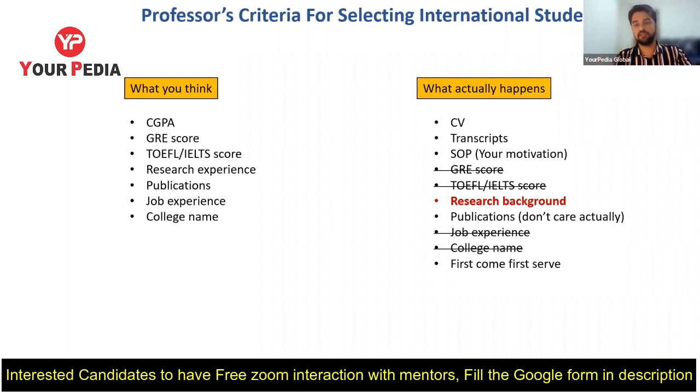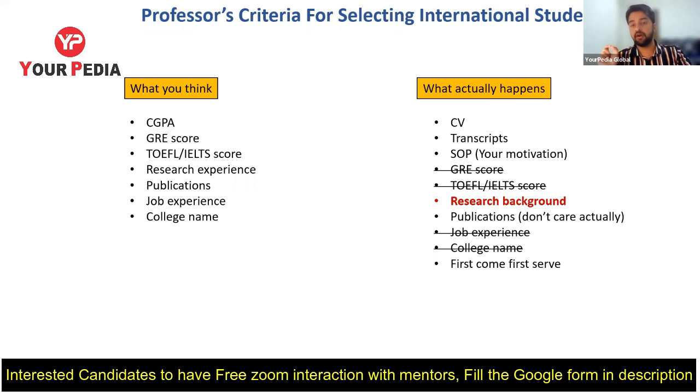If you have publications, it is good, but if you don't, don't hesitate to send emails to the professor. Students are getting selected without publications. Professors never care about your job experience. If you have one, it's okay. If you don't have one, then also it's okay. Again, college name is not that important. They know some good names in every country, like Indian Institute of Technology, National Institute of Technology. But if you're not from these colleges, then also people get PhD admissions abroad.